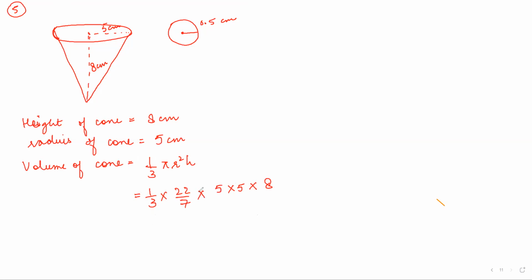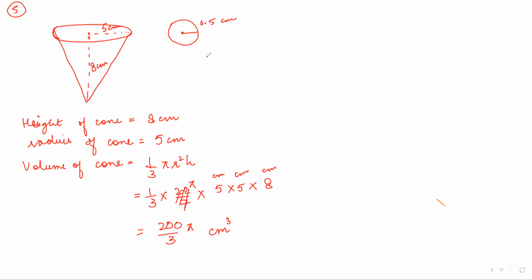You can leave answer in pi also, because you have to subtract in the end, and then you can put 22/7, right? Just to make calculations a bit simpler. You can leave it in pi at this stage. 5 into 5 is 25. Sorry, 25 into 8. So 25 into 4 is 100, and into 8 will be 200. So 200 divided by 3 pi. And centimeter cube, right? Because this is centimeter, this is centimeter, this is centimeter. This is the volume of cone.